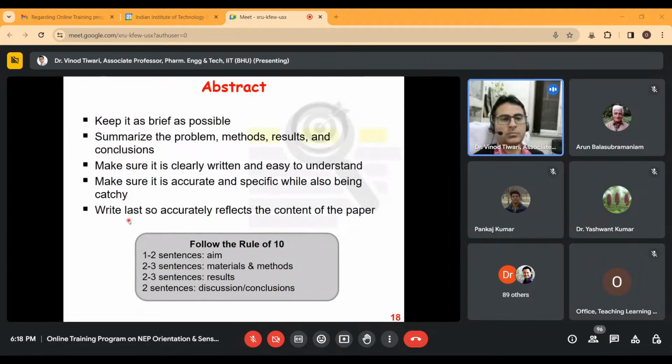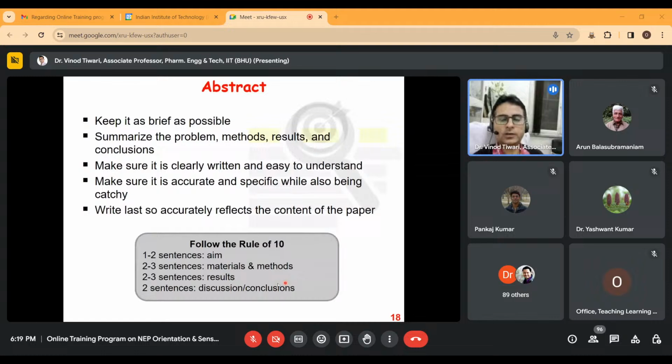text of your article. Most of the time people go to PubMed and put in the keywords, and when they find that these are the 50 articles or 100 articles in that area, they will only go to the full text of the article in which they find the title and the abstract more catchy, and which is more relevant to their work, of course, and write last so accurately so that it reflects the content of the paper. So this is a general rule of 10.